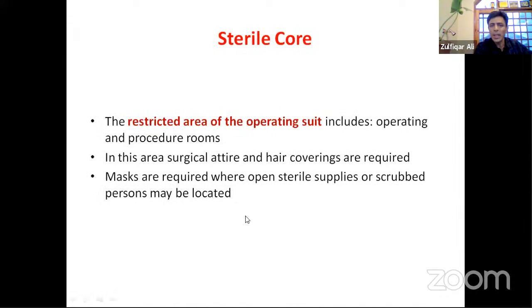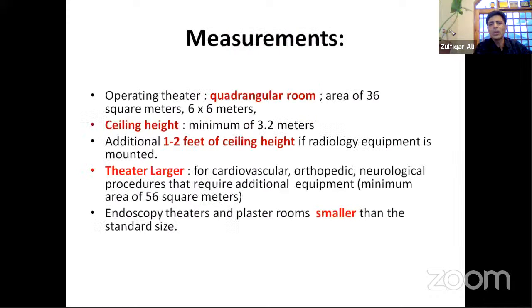The most important area in the operating room where we should take caution is the sterile core. Here there should be a restricted entry of the staff. Whosoever goes there should be wearing proper surgical attire. Hair should be adequately covered, and masks are required once we go into the sterile core. These are some of the ideal conditions that we should have in an operating room.